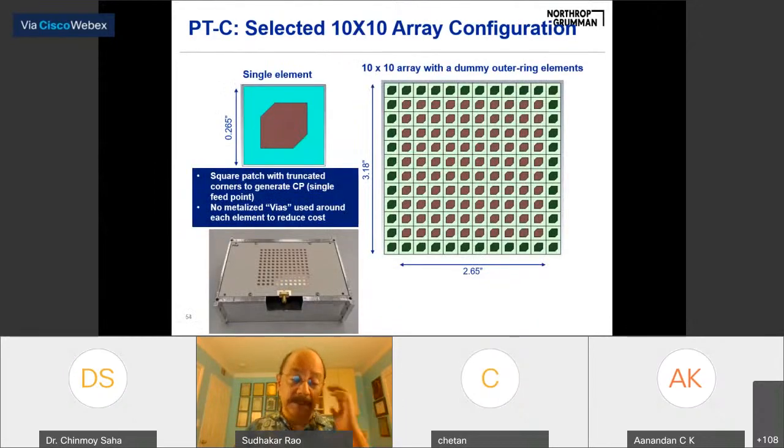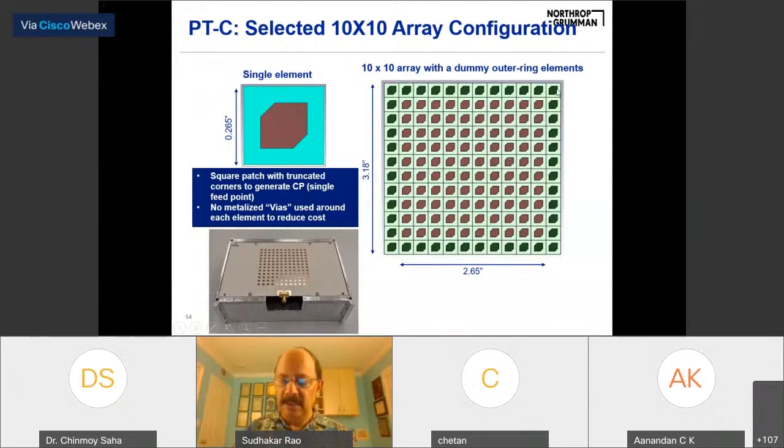So this is being fabricated, and we tested, and we have pretty good results. Whenever you design a phased array, you always add one outer ring. So here 10 by 10 is 12 by 12. The outer ring is terminated so that all elements look similar. Otherwise, edge elements look different compared to the central elements, and you lose some gain. So you don't want to do that.